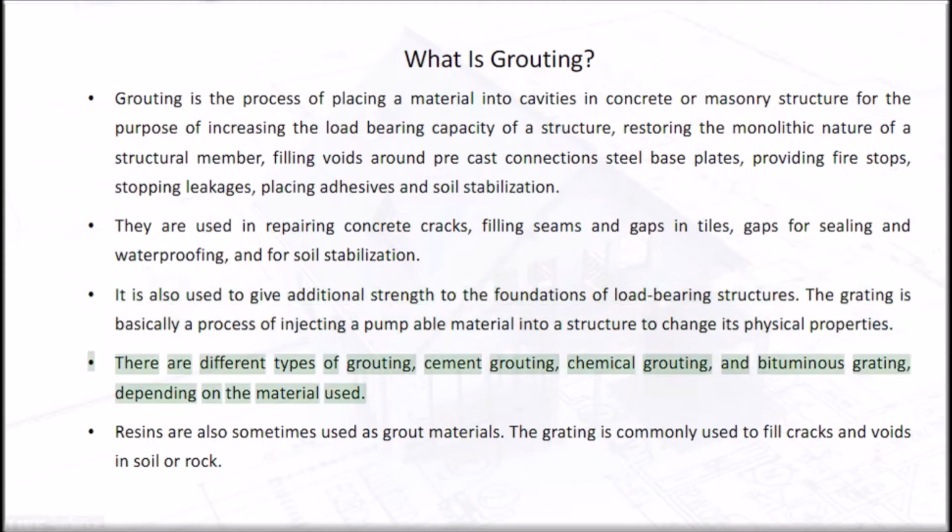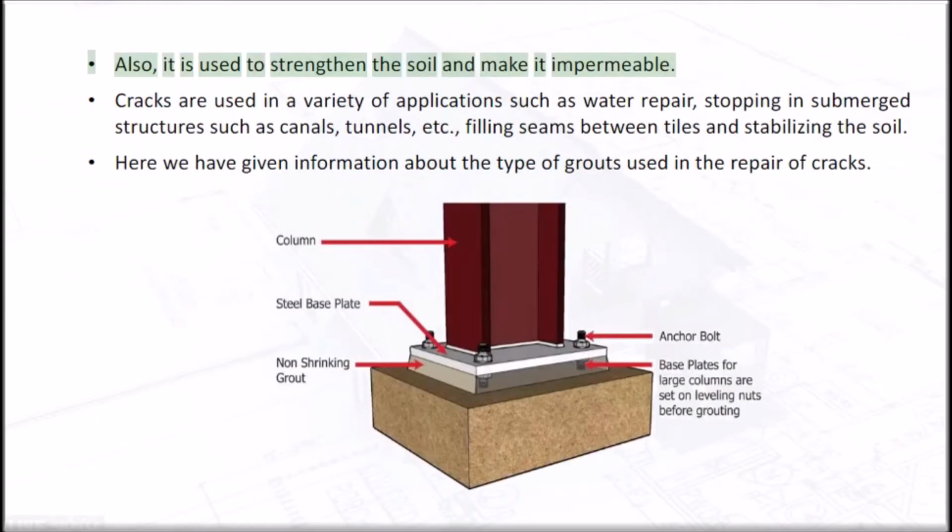There are different types of grouting: cement grouting, chemical grouting, and bituminous grouting, depending on the material used. Resins are also sometimes used as grout materials. Grouting is commonly used to fill cracks and voids in soil or rock. Also, it is used to strengthen the soil and make it impermeable.